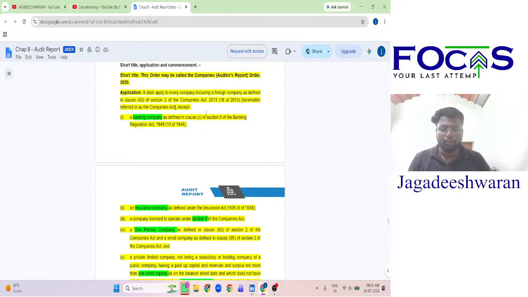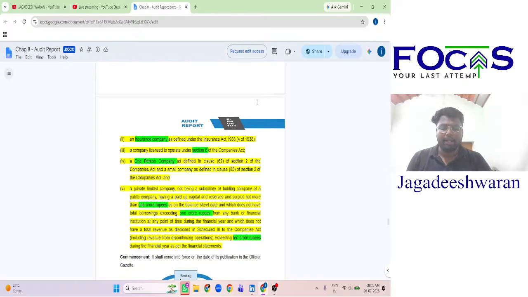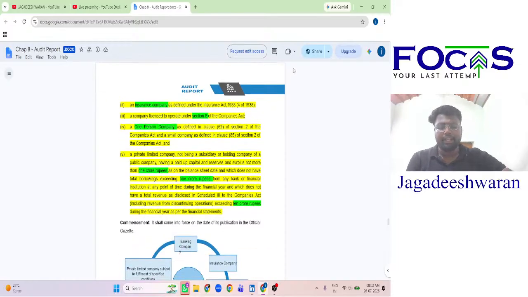It is applicable to every company, including foreign company. But there are some exceptions. What are they? If you see, banking company, insurance company, Section 8 company, 1% company, private company not being a subsidiary or holding of a public company, and not having paid up share capital and reserves and surplus more than 1 crore rupees as on the balance sheet date, and which does not have total borrowings exceeding 1 crore rupees from any bank or financial institutions at any point of time during the financial year, and which does not have total revenue as disclosed in Schedule 3 of the Companies Act, including revenue from discontinuing operation, exceeding 10 crore rupees during the financial year as per the financial statements. So these are the 5 exceptions.